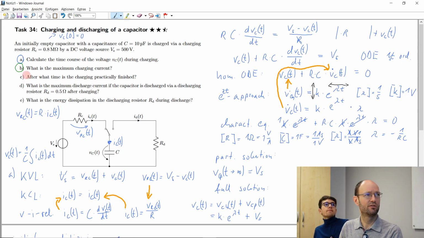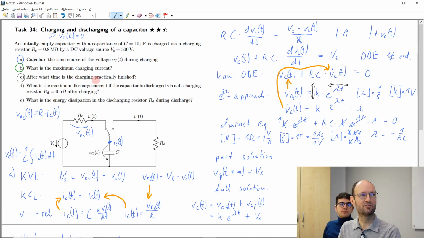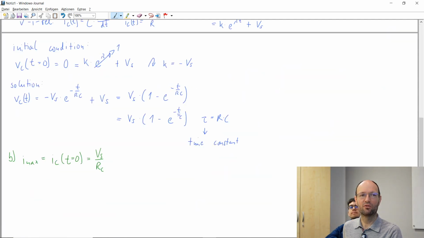Then we can continue with subtask C. After what time or which time is the charging practically finished? So what would you say, or how could we specify some time after the charging is finished?